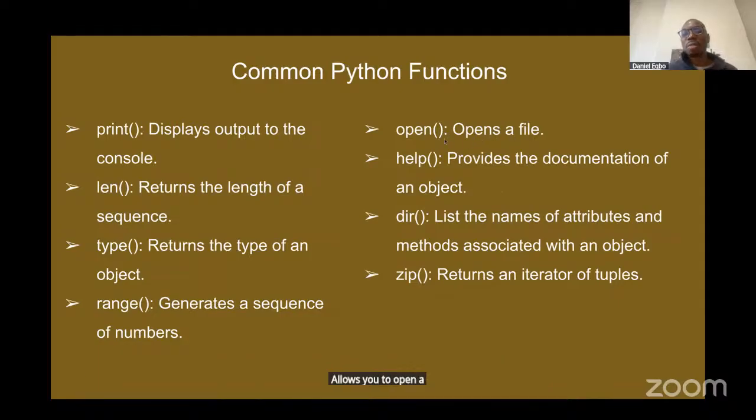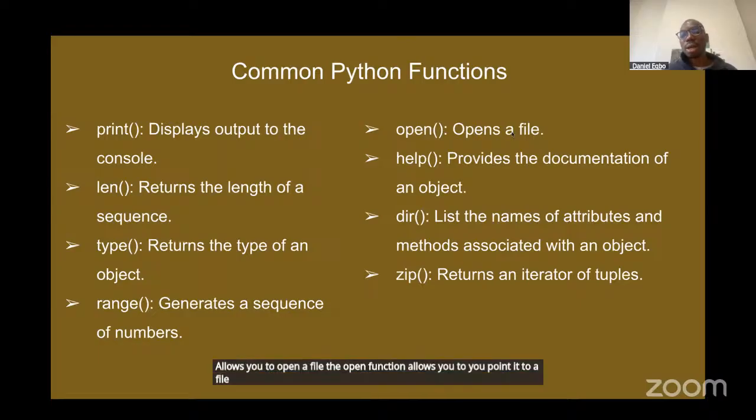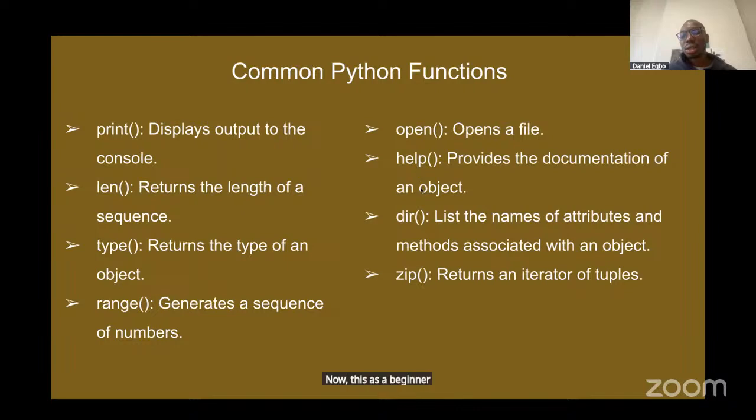The open function allows you to point to a file on your computer, and then it allows you to open that file. And then you can read the data in any shape or form that you want. Now, as a beginner, these two, help and dir, are very, very essential.